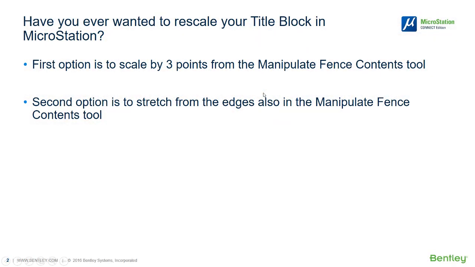Have you ever wanted to rescale your title block in MicroStation, but the area is an irregular fit to the original shape? The first option is to scale by 3 points using the Manipulate Fence Contents tool.